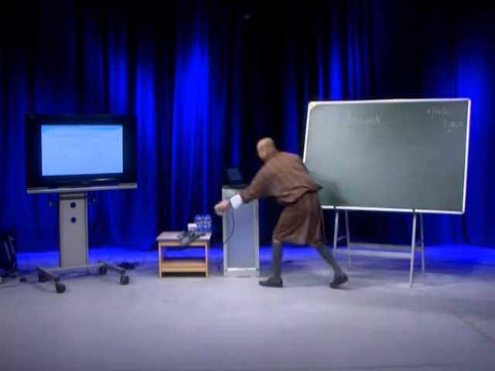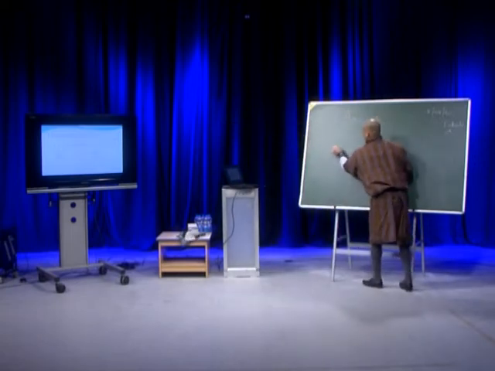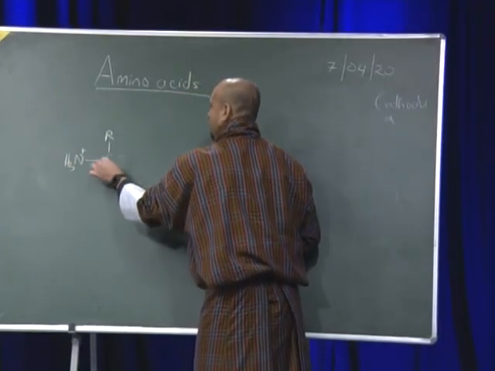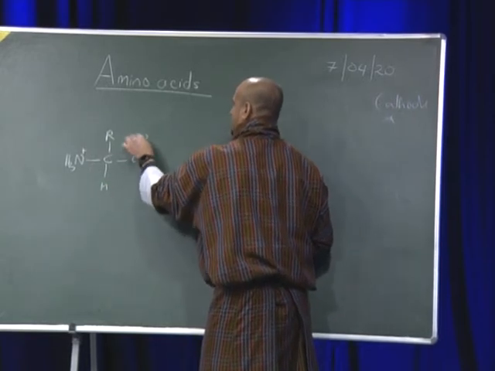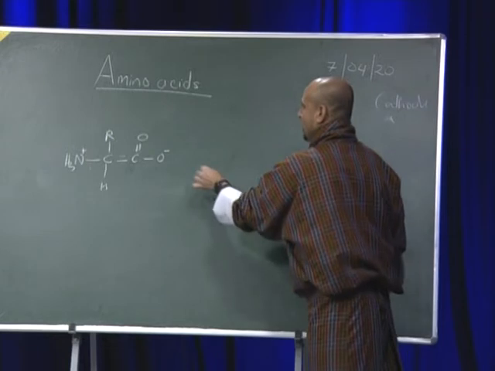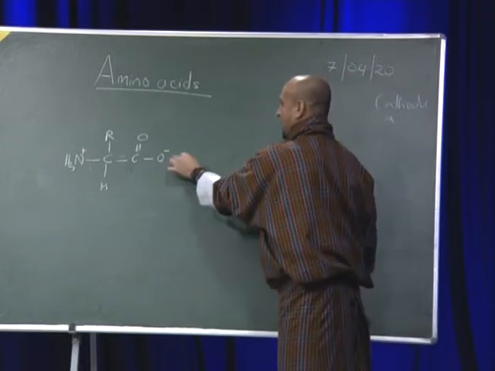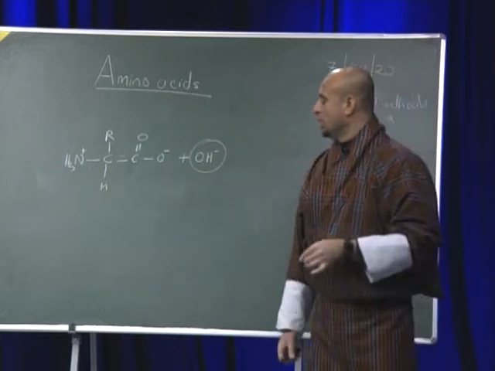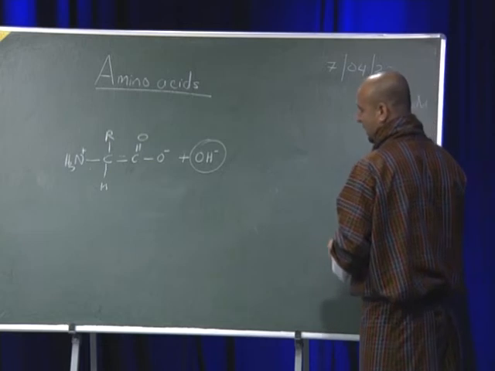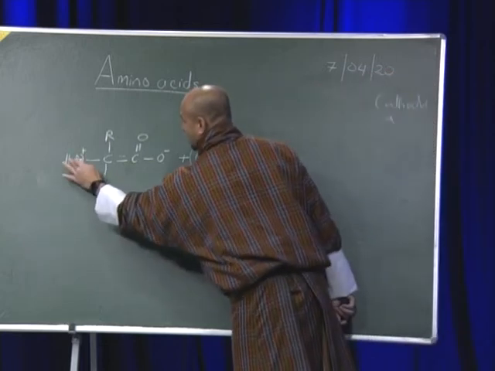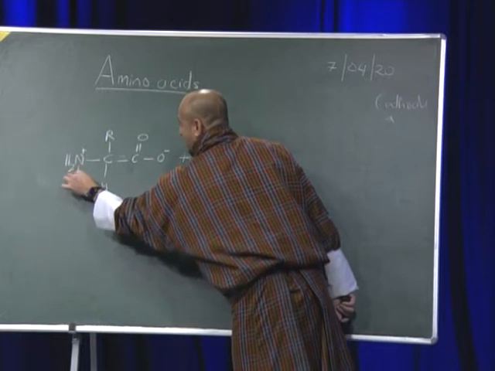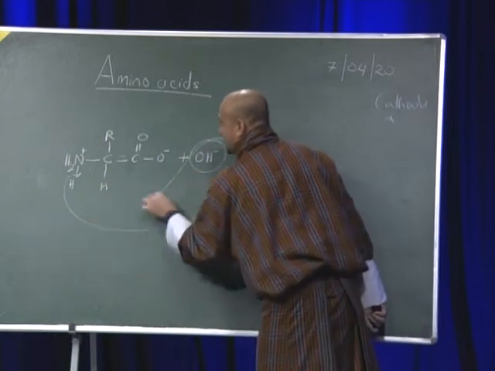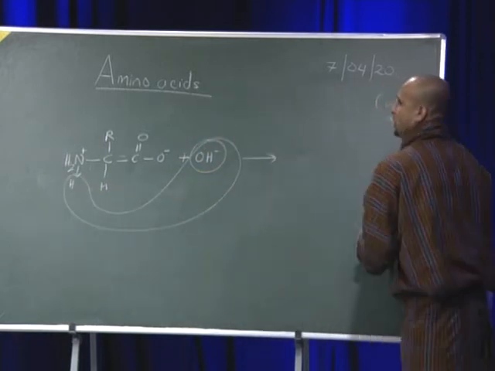Let me explain this part again in detail. I'm drawing the structure of the zwitterion again. So we have carbon, the alkyl group, hydrogen, and then the carboxylate ion. This is the zwitterion. Now we are placing this in basic or alkaline solution. This OH minus comes from the alkaline solution, or from the base. I'll write the structure like this, NH3 plus, and that proton is here. The OH minus will come and take this proton to form water. So now what's left?